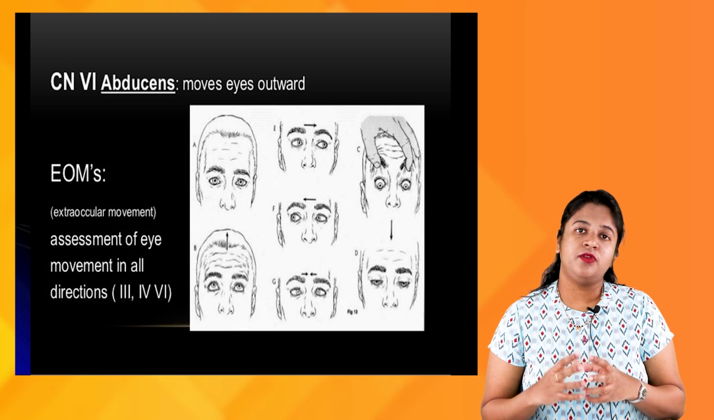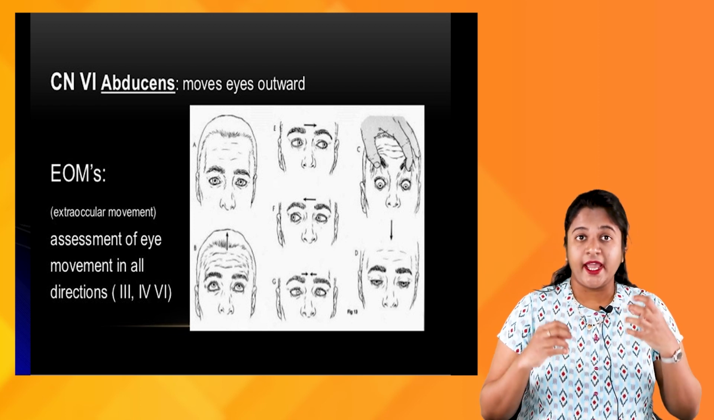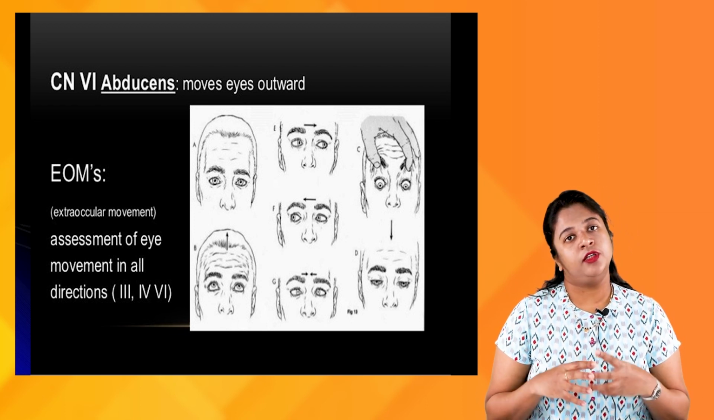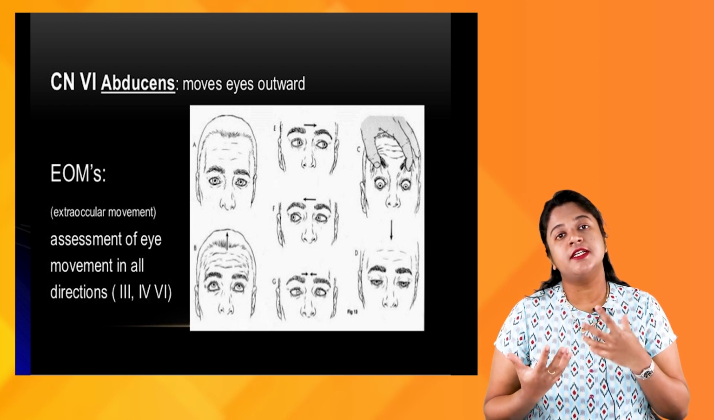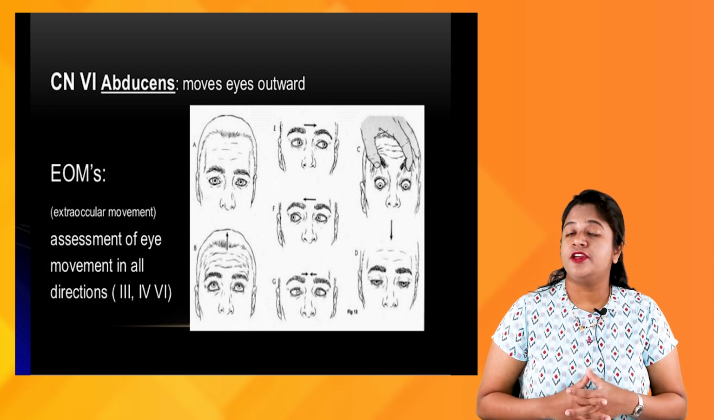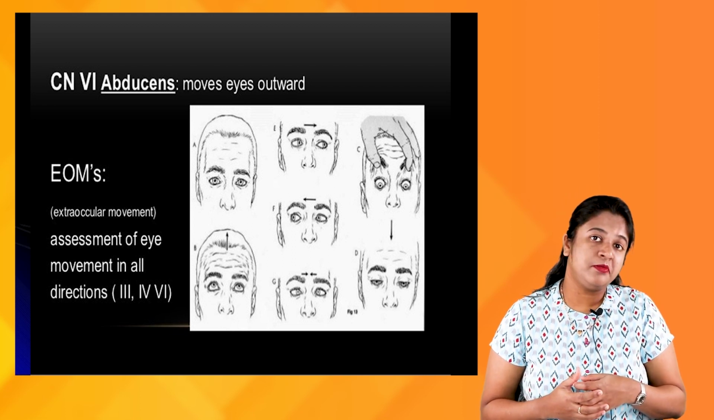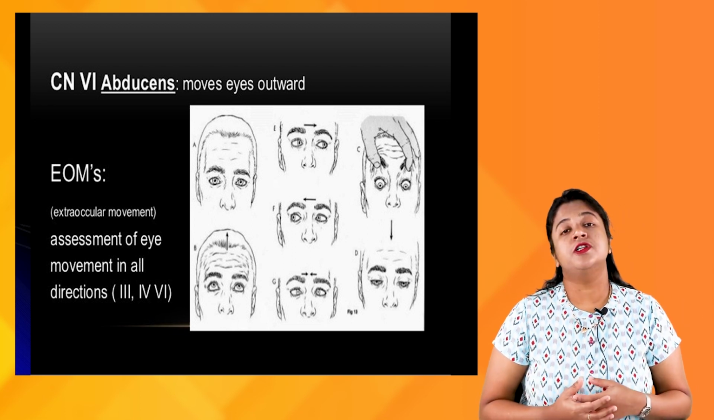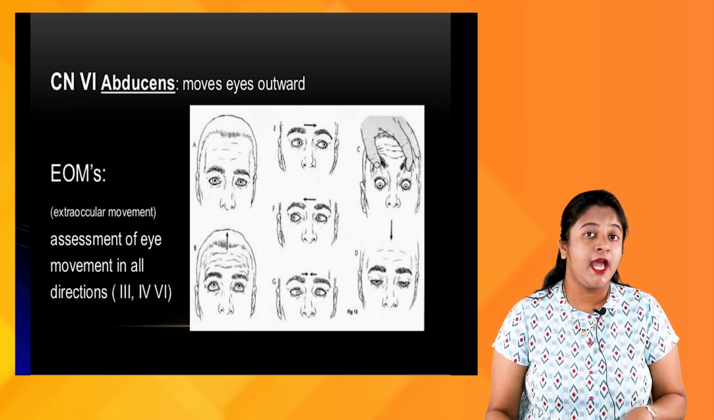These three nerves are involved to find out the extraocular movement of the eyeball in all the six directions. So if the patient is not able to do the extraocular movement in all the six directions, we can identify the patient is having either a problem in the oculomotor nerve or a trochlear nerve or the abducent.